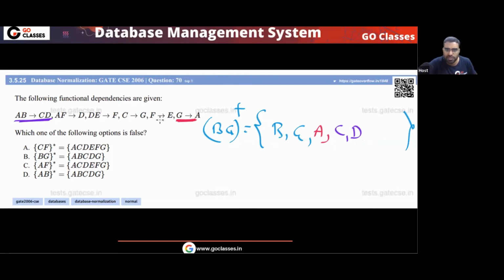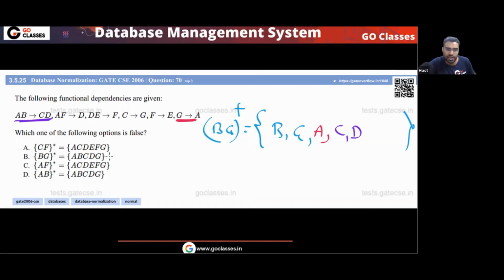Let's see. Can you bring something else? You cannot use this. C determining G, that is already over. You cannot use this. D determining F, but we don't have E. So that's it. Yes or no? Nothing else. So you cannot bring anything else.